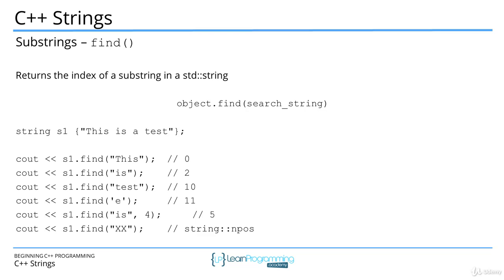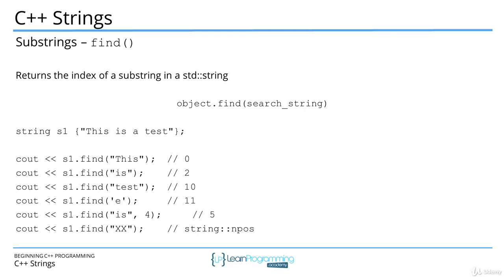In the fourth example, we're searching for a single character, the lowercase e, which is found at index 11. In the fifth example, we use a variant of the method that also allows the index where you want to start to search from. In this case, I want to find the "is" substring again, but I want to start at index 4, so this time it finds the "is" that's located at index 5.